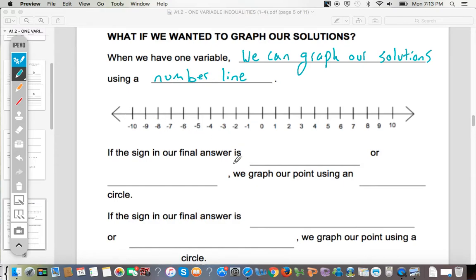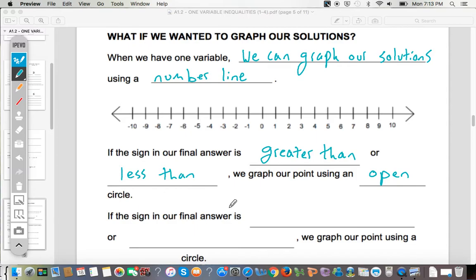Okay? So if the sign in our final answer is greater than or less than, we graph our point using an open circle. Again, if that makes no sense to you right now, we'll look at some examples.